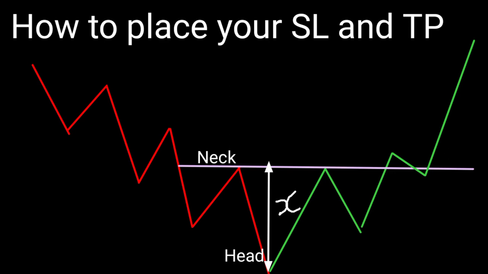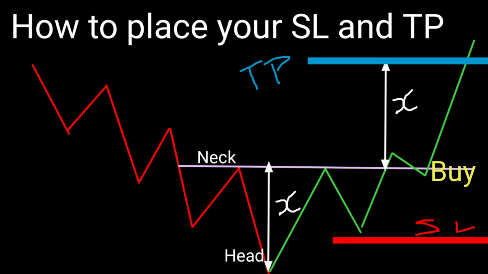So wherever that distance X is, or that height is, that is the distance you're going to measure from the point of break, and your stop loss is just placed somewhere below the right shoulder, because the right shoulder is a structure, so you just place it somewhere below the structure.